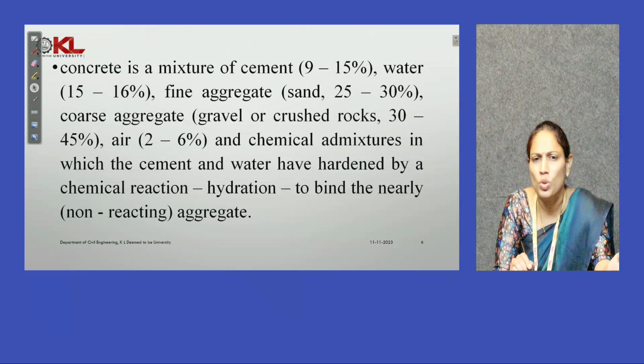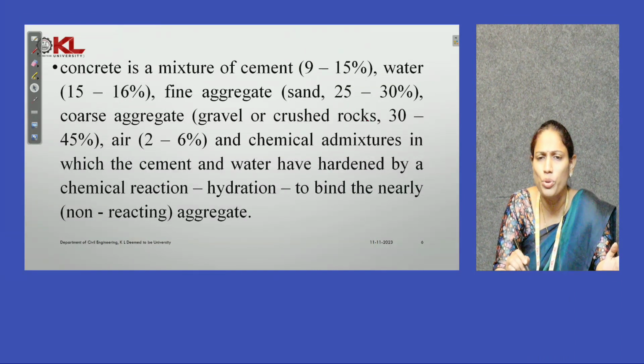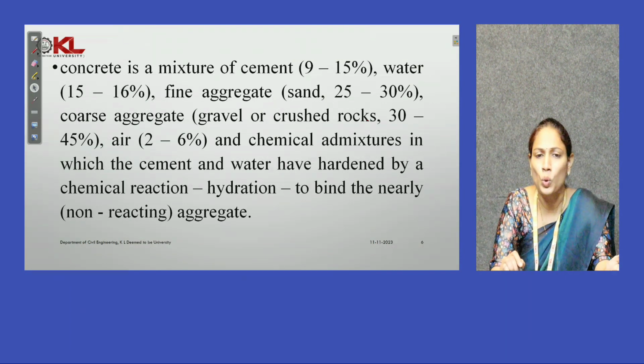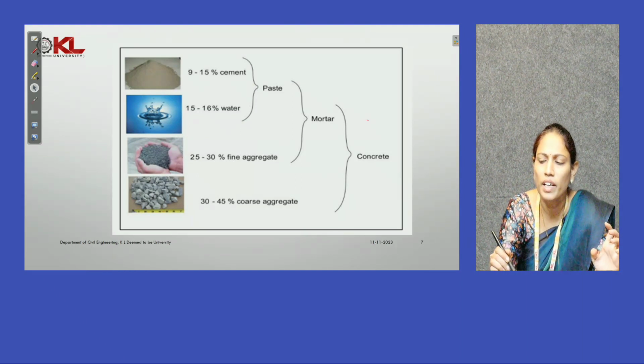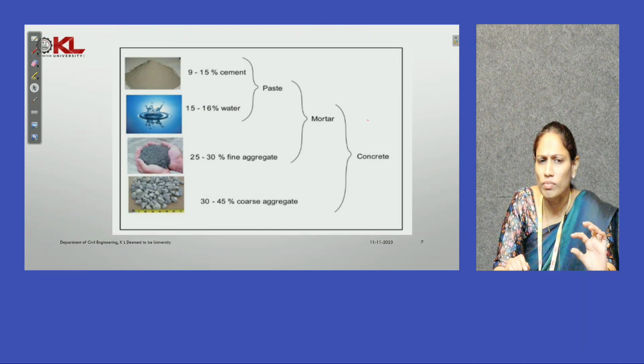In concrete, the cement and water harden by chemical reactions, hydration, to bind nearly non-reactive aggregate. Generally we use aggregate which enhances the strength of the concrete and does not disturb or damage it. The next is 9 to 15% cement paste, with 15 to 16% of water. We prepare a paste, and then that mortar is mixed with 5 to 30% of fine aggregate and 30 to 45% of coarse aggregate. Totally combined, we get complete concrete.